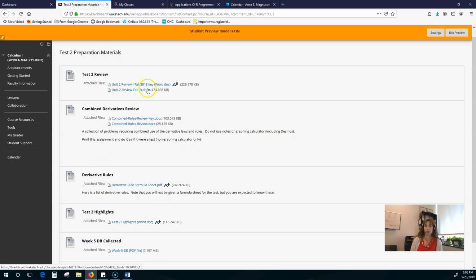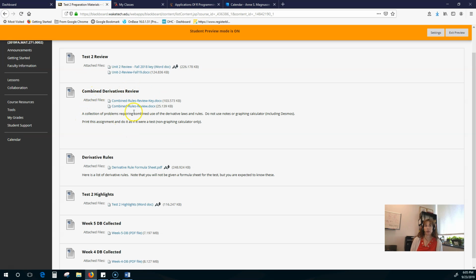So here's the review and the key. And then I have another file here, a combined derivatives review. And these are problems that I strongly encourage you to do. They're a combination of chain rule, product rule, quotient rule. This gives just 5 problems that I strongly encourage you to do. And the key works it out in tortuous detail. And I hope that the key doesn't get too nitty-gritty so that it gets confusing. But I did want to work out step by step why you do what you do.